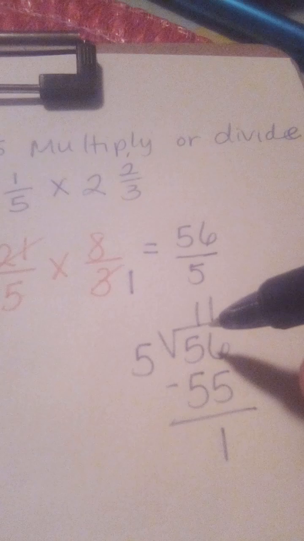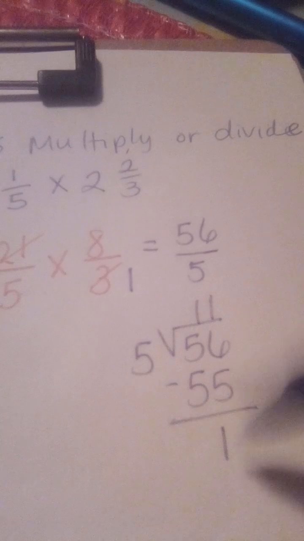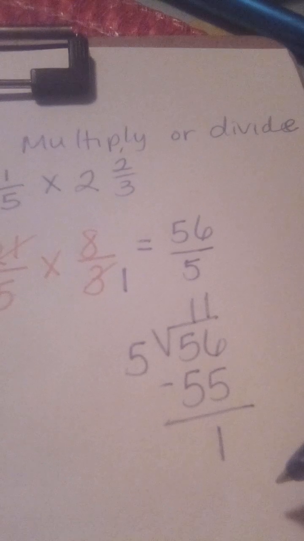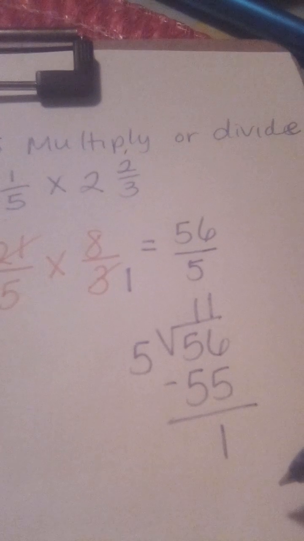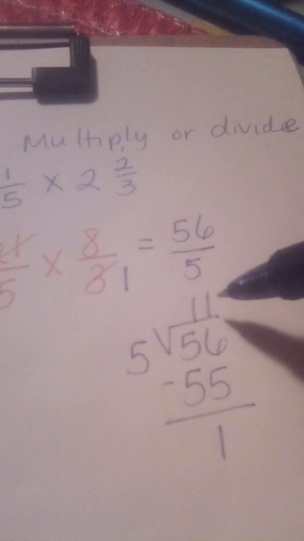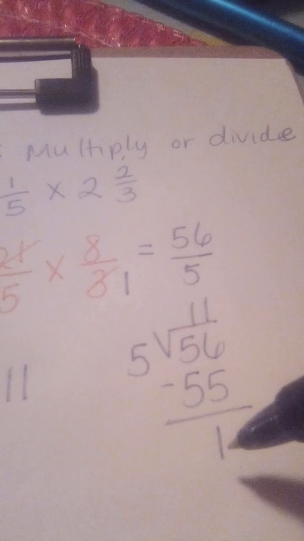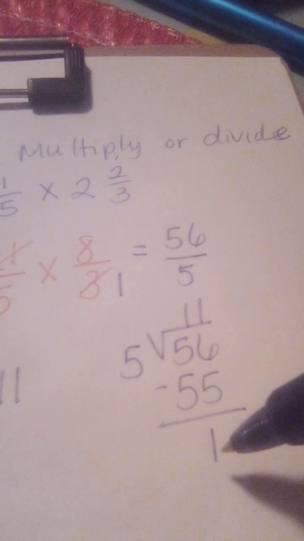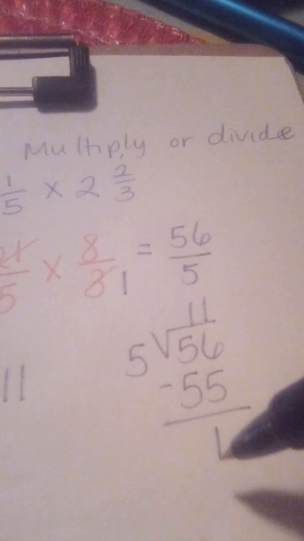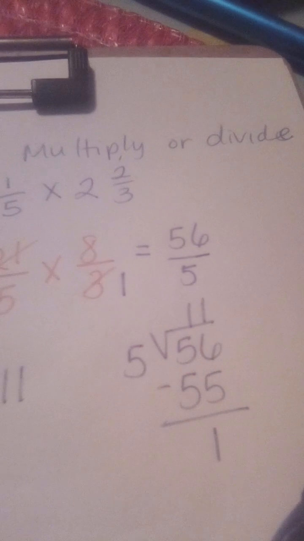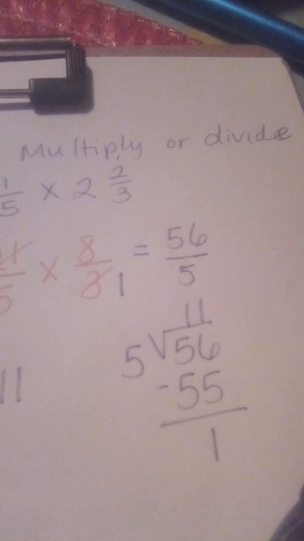What is the whole number? The one on top, the numerator, the remainder, or the denominator? The 11, which is the whole number. Next, what is our numerator? Is it the remainder or the ones outside the box? The remainder. And this is our answer: 11 fifths. Let's check in our calculator.